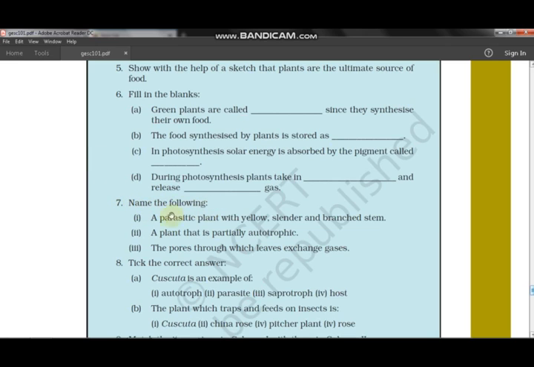Okay, now name the following: a parasitic plant with yellow, slender and branched stem. This we have seen in parasitic nutrition. It is a hint. So what will it be? Yes, it is cascata, or the amarbeil we can say. Second, a plant that is partially autotrophic. Insectivorous plants are partially autotrophic, in the last topic we have seen just now. The pores through which leaves exchange gases. So they are what? They are stomata.